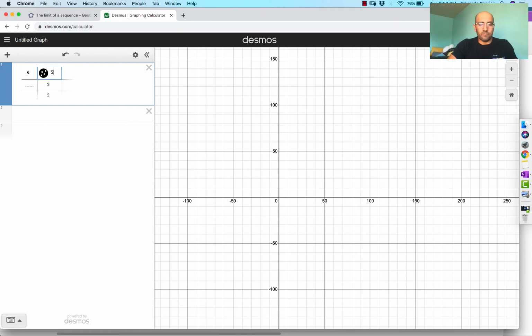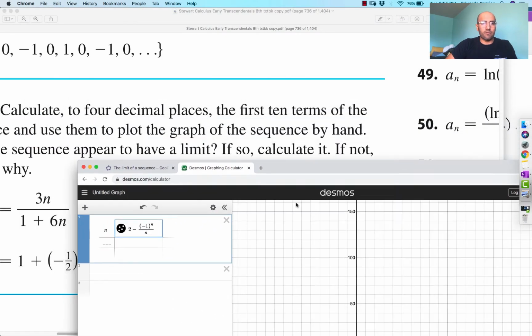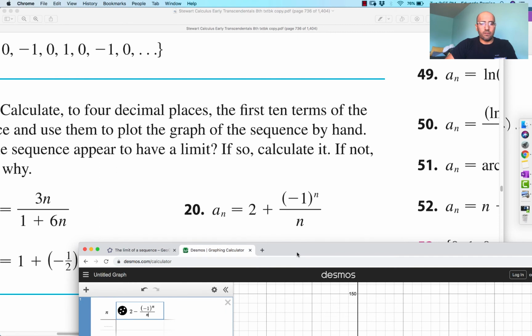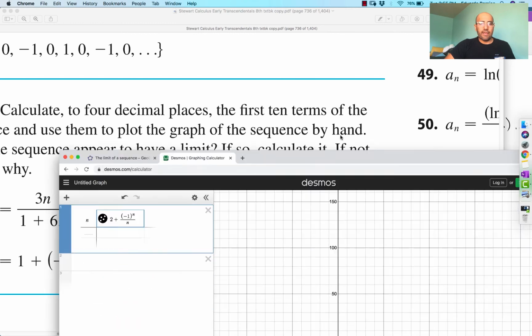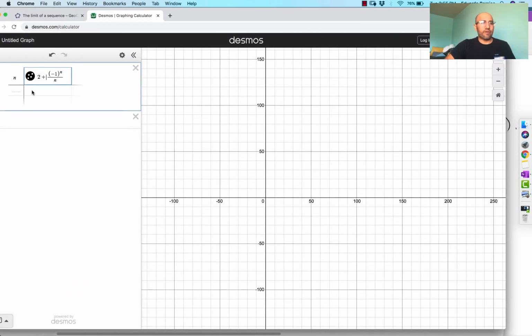And it was 2 minus, I think it was negative 1 to the power of n, divided by n. Oh, it's plus 2 plus. Okay, 2 plus negative 1 to the nth all over n. And so let's see what happens for various values.